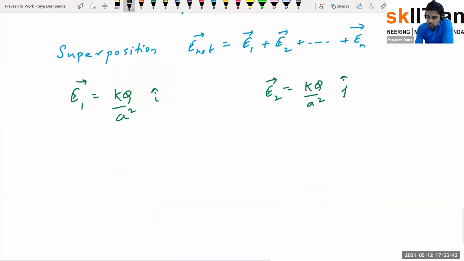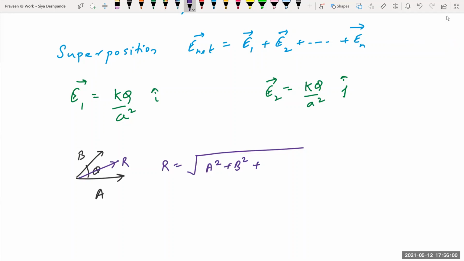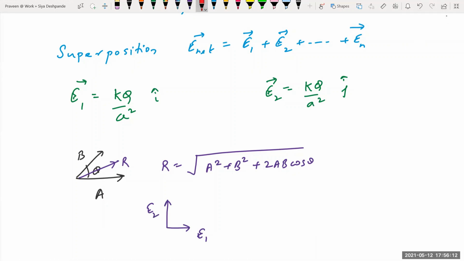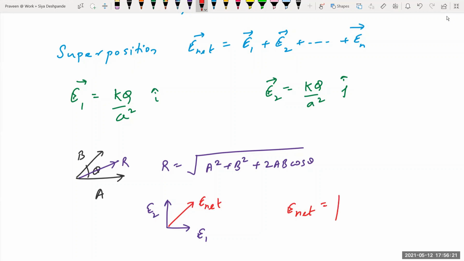Now we remember a formula: if we have two vectors A and B separated by an angle theta, the resultant between them will be given by the square root of A squared plus B squared plus, what was it? 2AB cos theta, exactly. Now you have two electric fields E1 and E2. We know the net electric field will pass somewhere from here. So what would be the value of the net electric field? Under root, KQ over A squared, the whole squared.